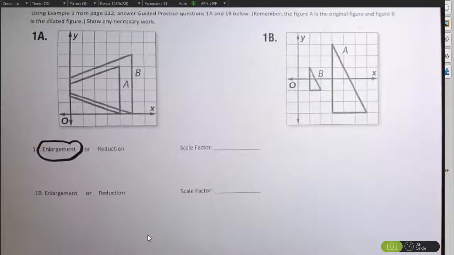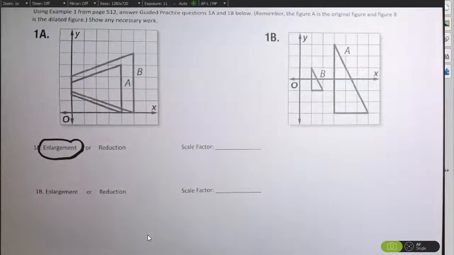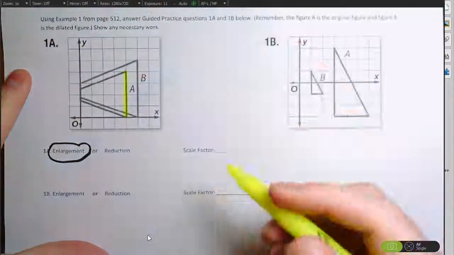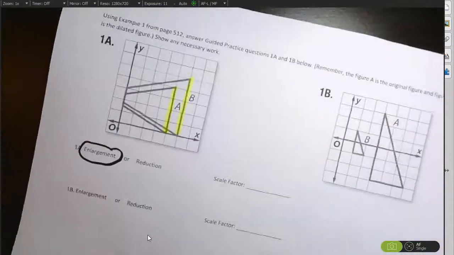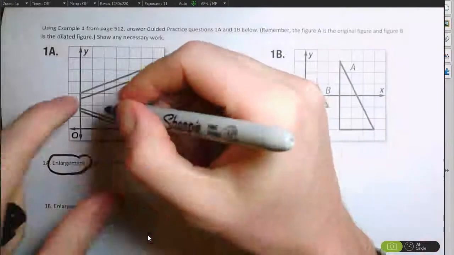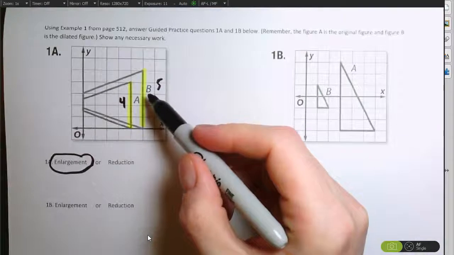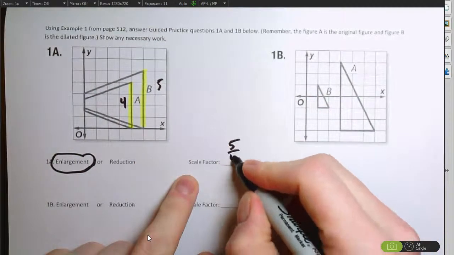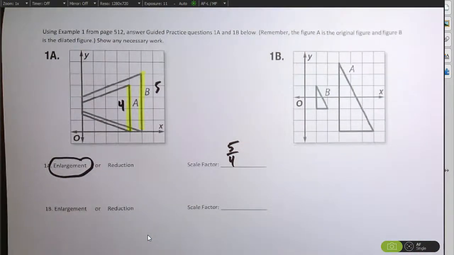So what we have to do is find two sides that correspond, and then compare them. And the easiest ones to do that with, if you can't tell, are the two vertical sides, A here and B here. This side length here for A is 4. The side for B is 5. Now again, B is the new side, A is the old side, so the scale factor is new over original, 5 to 4.